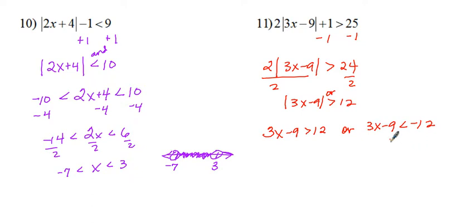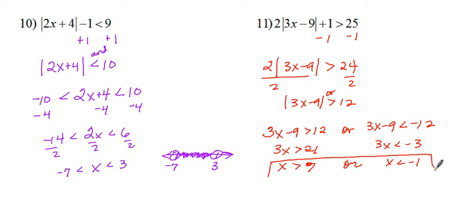Now I solve. Add 9 to both sides. Divide by 3. Add 9 to both sides. Divide by 3. Now I am expecting the or to look like things shooting off in two different directions on a number line. Let's check to make sure that happens.